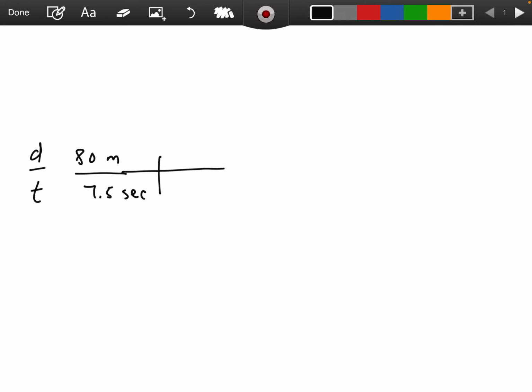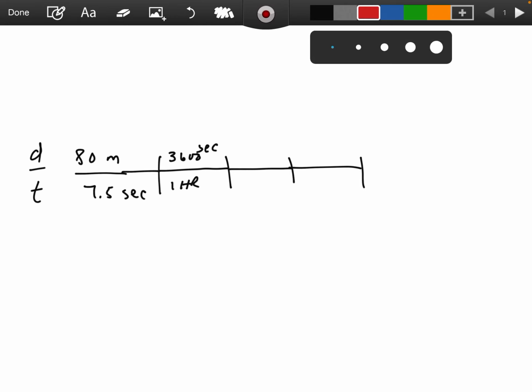So that's meters, and we want to go to miles per hour. I'm going to go to hours first. I'm going to change my time first. So that's 3,600 seconds is 1 hour. You could go 60 seconds, 1 minute, 60 minutes, 1 hour. It ends up being 3,600 seconds. That cancels. Boom, got that.